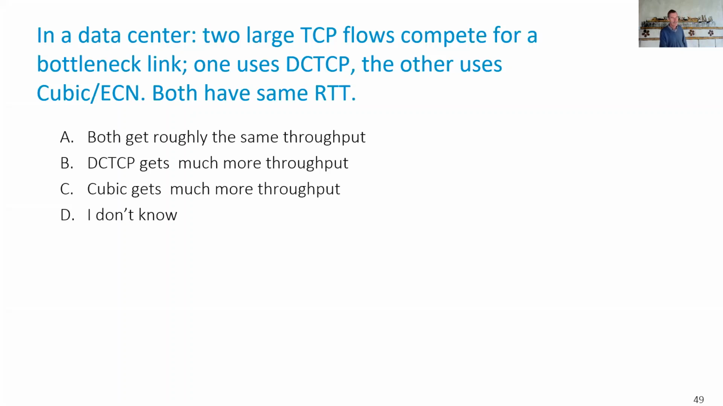Okay, DC TCP is deployed in many data centers. Linux and Windows have it. Now what happens if somebody has the idea to run both standard TCP, which is, for example, Cubic with ECN, and the other, DC TCP? What would happen for the competition between those two flows? So here we will also start a poll.